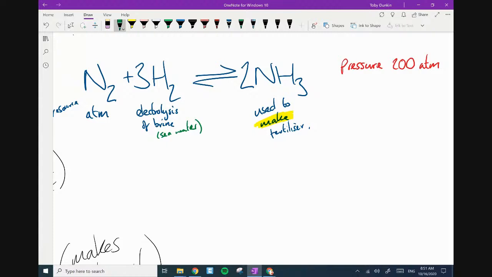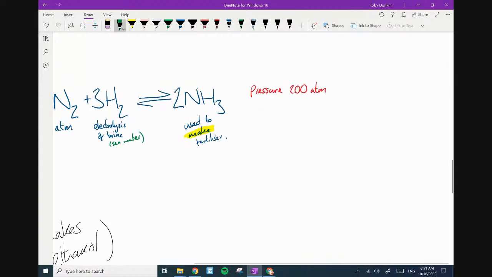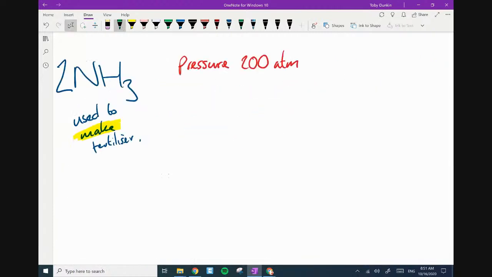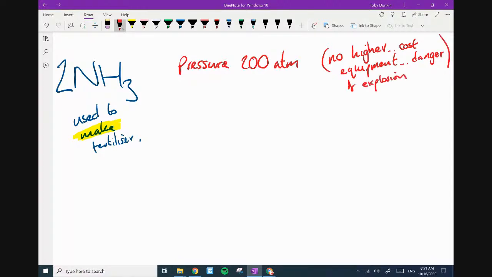Right, 200 atmospheres, that'd be crazy pressures. Why don't we go above 200? No higher. The cost of equipment to do so would be crazy, and there's the danger of explosion. It's definitely a bad idea to go any higher than 200. It's expensive enough as it is.